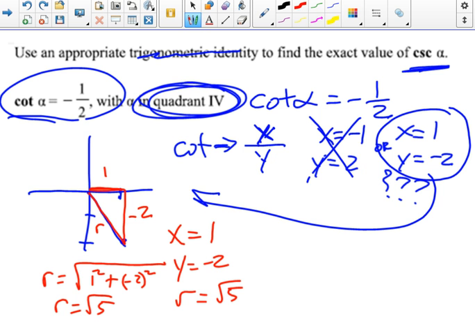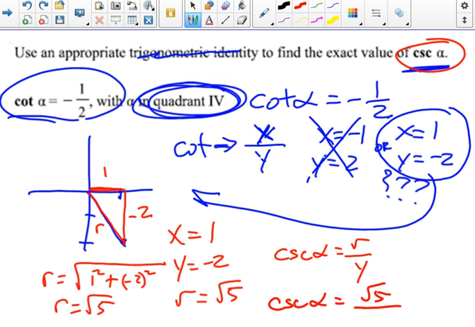Bring it on. What do you want? Cosecant. Now that's the reciprocal of the sine. So the sine is y over r. The cosecant is r over y. So the cosecant in this case is square root of 5 over y, which is negative 2. If you wanted to, you could write it as negative square root of 5 over 2. However you want to write it.